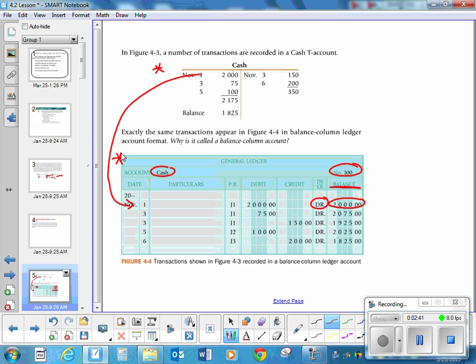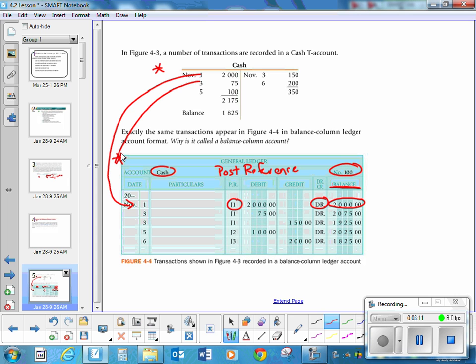So DR stands for debit. This PR stands for post reference. And that means that you are taking the information from the general journal on page 1. So if we were to pretend, in what we learned in last section, we used page 3. In this one, they're wanting us to use page 1. So I'll talk a little more about that later as well.